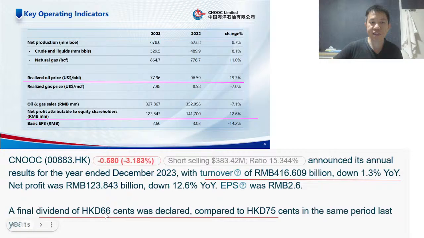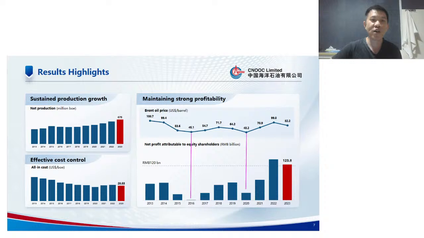The final dividend is 66 cents. This is a drop from the same period last year, 75 cents. So investors are disappointed that the dividend is less. Sometimes people ask me, Master, what do you think of CNOOC, the dividend is quite high. I keep warning you that it's a cyclical stock. I don't quite like it. For CNOOC, they are very heavy on exploration.